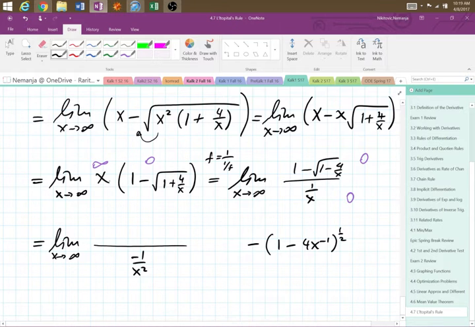The derivative would be negative 1/2 times 1 minus 4x to the minus 1 to the negative 1/2, because you subtracted 1, times the derivative of the inside. The derivative of the inside is you copy negative 4, right? Derivative of 1 is 0. Copy negative 4, and then the derivative of this x is negative 1x to the negative 2.